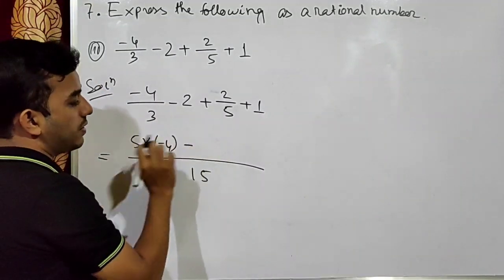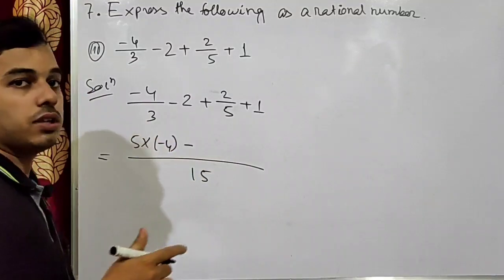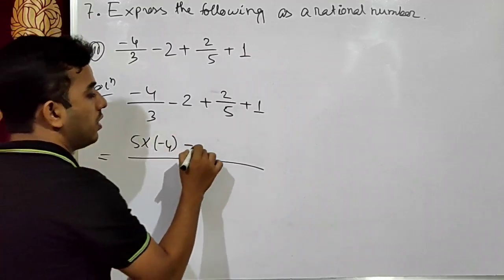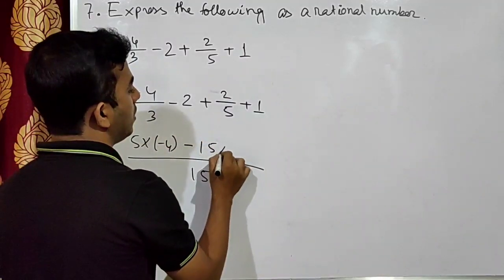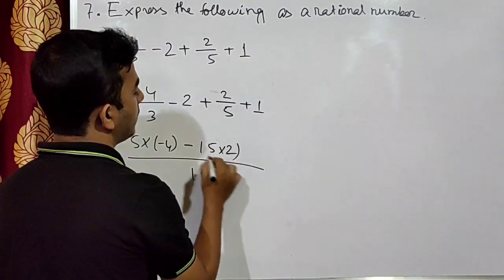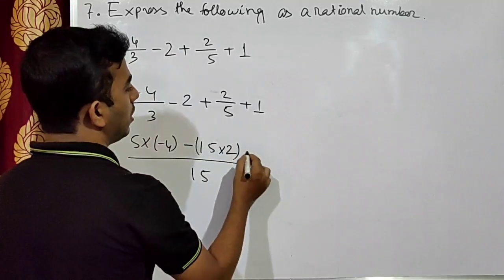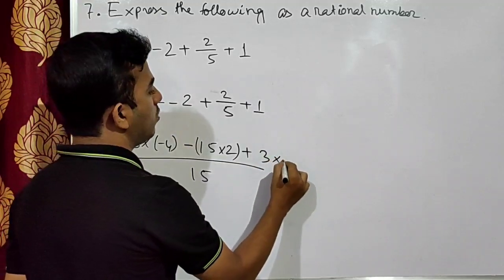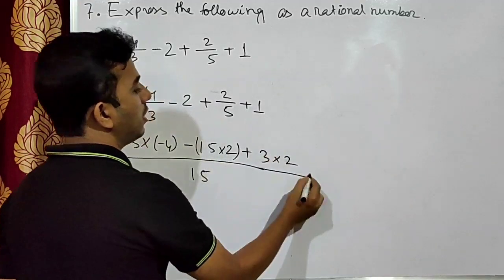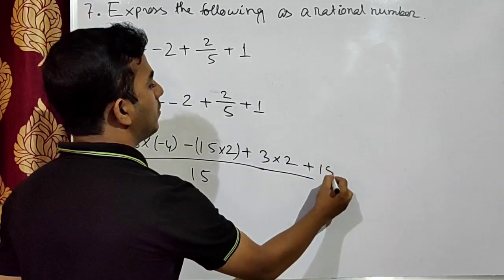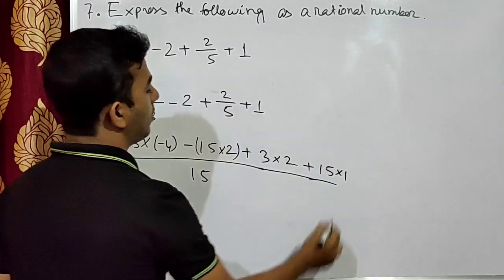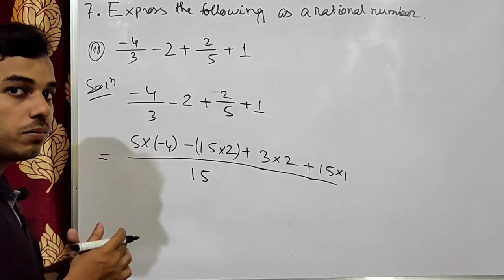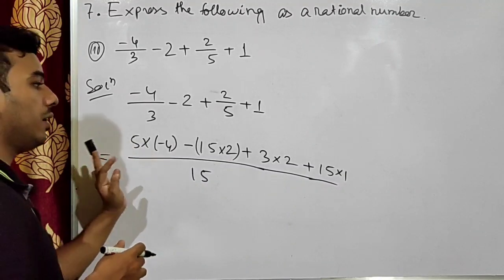After we have put this minus sign, okay. Now 15. 15 divided by 1 is how much? 15. So 15 into 2. After this, clear? Very good. Now plus 3 into 2. Clear? Then plus 15 into 1. Very good. We have just made the denominator same. Now we have, okay.